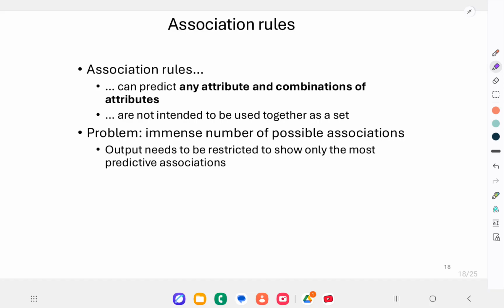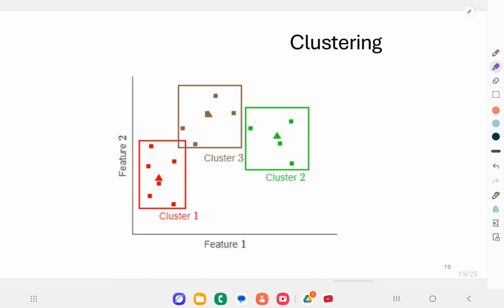The number of possible association rules grows exponentially with the number of attributes, because we're trying to find all different combinations to make a decision. Without constraints, you could actually generate millions of rules, most of which are redundant or insignificant. That's why when we talk about association rules, we'll talk about how to apply constraints to limit the number of generated association rules.